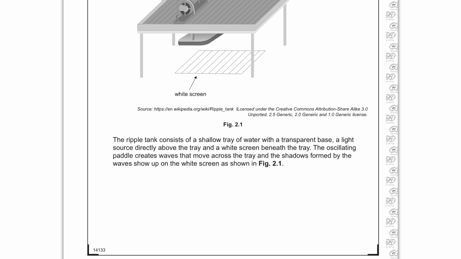Ripple tank contains a shallow tray, water, transparent base, light source directly above, and white screen beneath the tray. The oscillating paddle creates waves that move across the tray and shadows formed by the waves show up on the white screen.